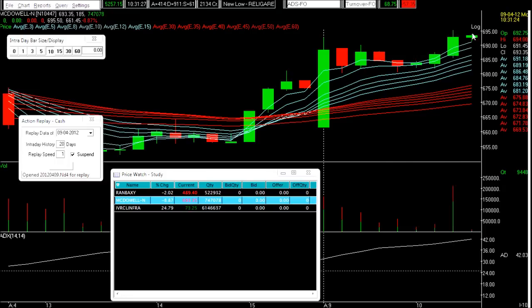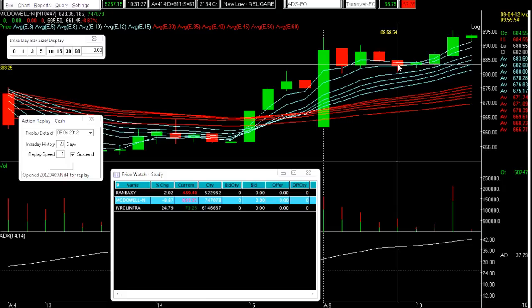So my entry would be the opening price of this candle, and my stop loss would be the swing low. Here the swing is the pullback low. The pullback was here, and after this, these three green candles appeared. So my stop loss is the low of this candle, which is 680.55.